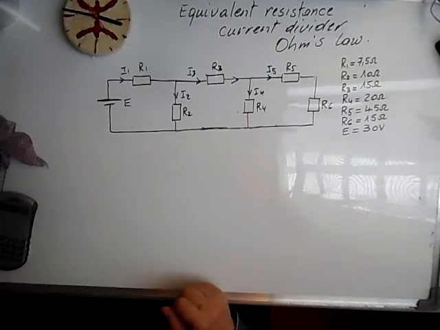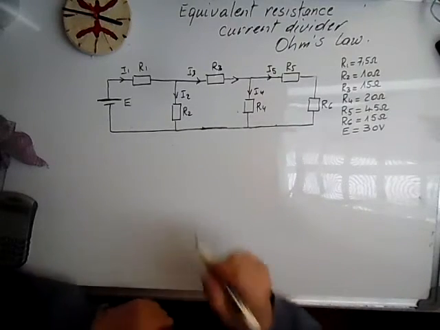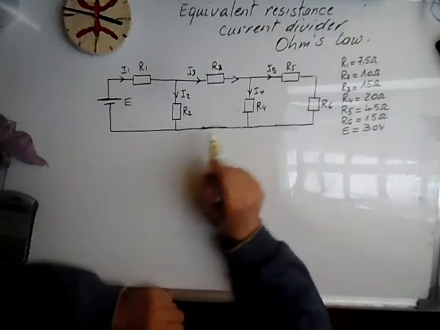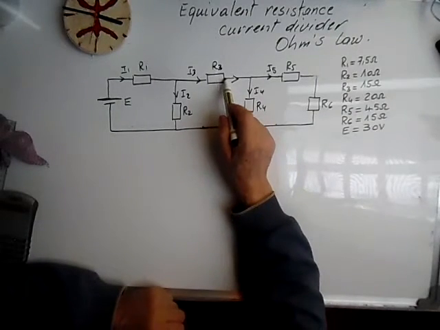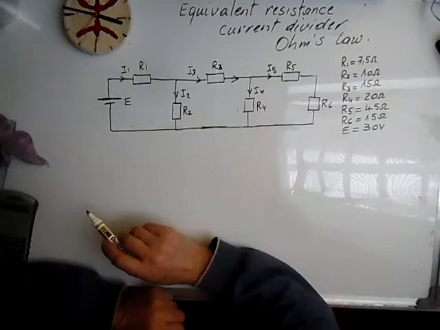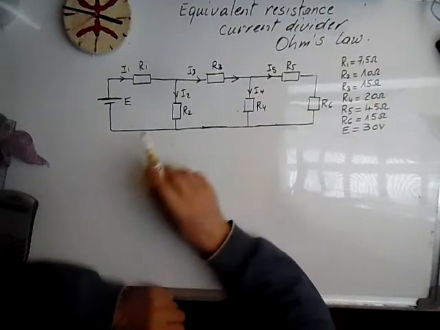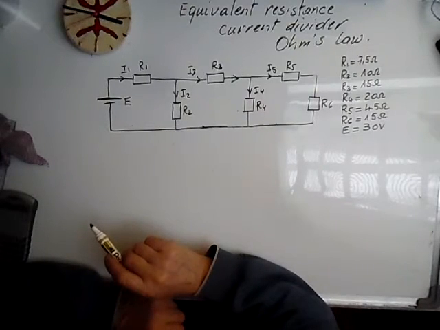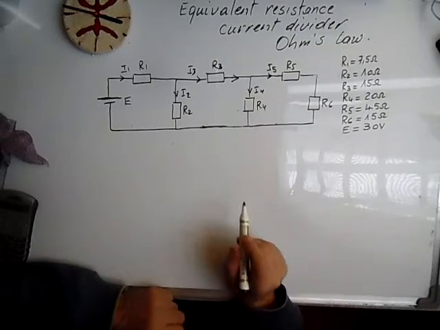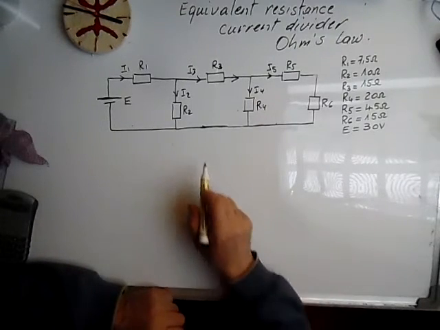Let's resolve this problem. What we are asked to do is to calculate the currents, the branch currents, the voltage drops, and the power dissipated in the resistors. First thing to do is, I think, to remind you about the current divider.